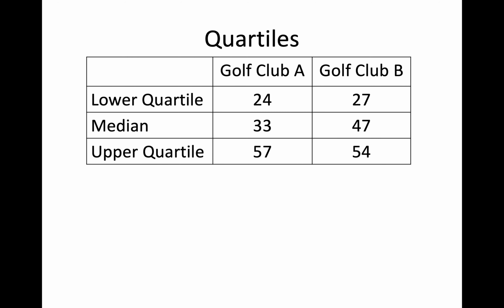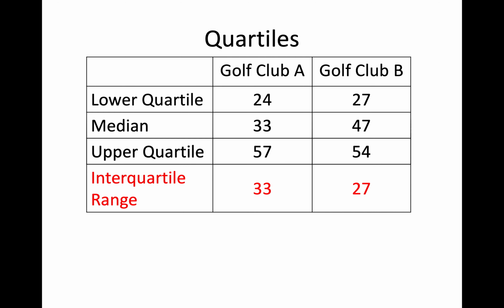So this is the data we got for golf club A. Let's put in the interquartile range. And so we can see here that actually there's more consistent age for golf club B. The lower quartile is 27.